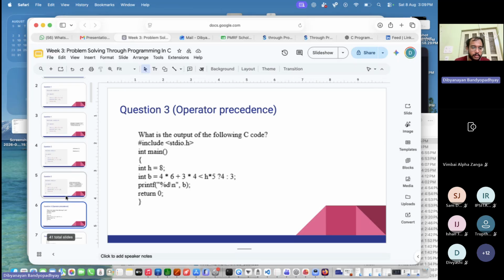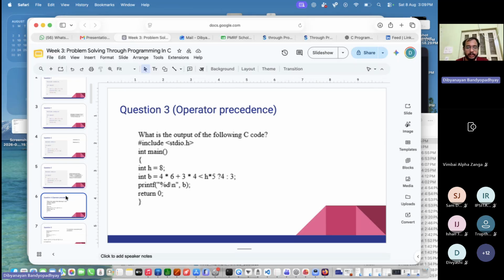So this is question number 3. This is a difficult question in the sense that you have to evaluate multiple expressions. So see that carefully and try to solve it. Then we'll discuss the solution.